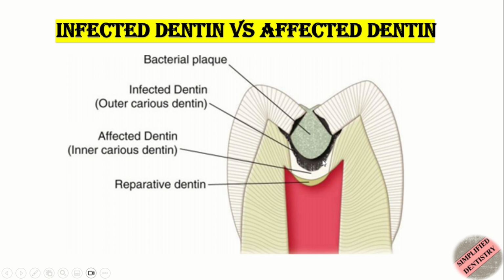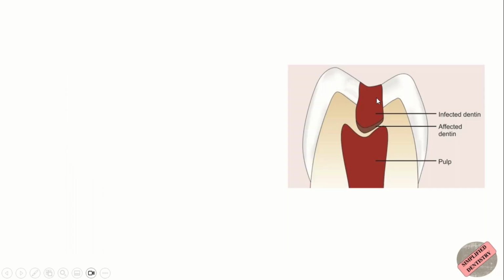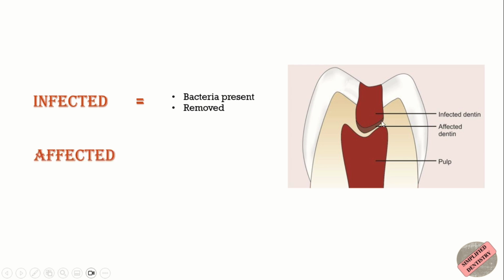Before knowing in detail, first let's know what infected and affected mean. Infected means that it has bacteria, that is, it is infected with bacteria and you want that bacteria to go away, so it has to be removed. Whereas affected means it was affected by the process but bacteria is not present and it does not have to be removed.